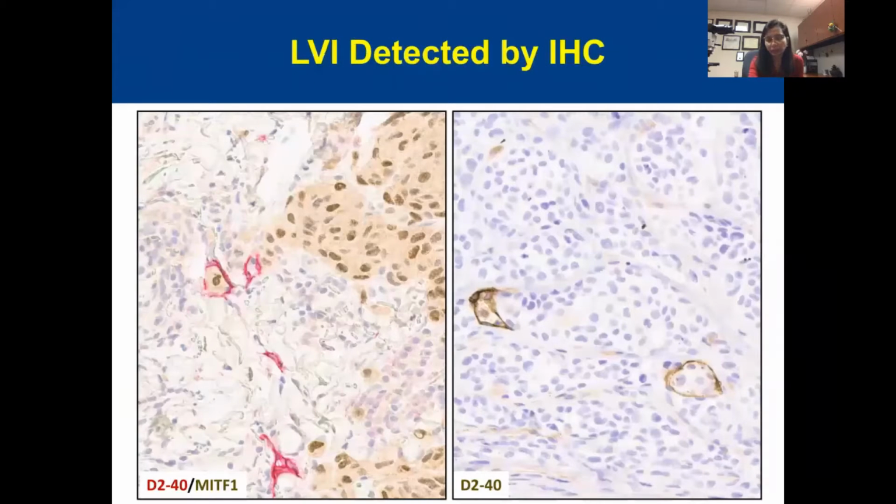I'm just showing an example of what we use. If you use D2-40 alone, this brown color highlights the vascular wall, and most likely these are melanoma cells. But the advantage of using the double immunostain with D2-40 and MITF is that D2-40 is red, highlighting the vascular wall, and the melanoma cell inside this vessel is highlighted with MITF. So we are sure this is the melanoma cell, not a histiocyte, other inflammatory cell, or endothelial cell floating inside the vessel wall. It prevents misinterpretation and is more specific.